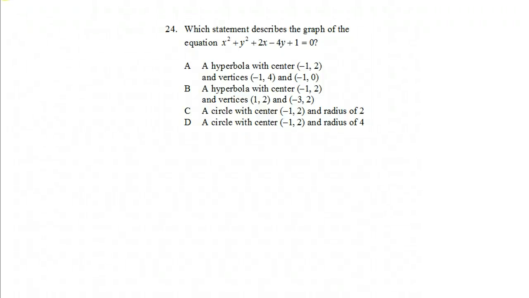For number 24, it says which of these describes the graph of the equation. So the best way to determine that is to put it in standard form. But before we even do that, we see it's a plus sign, so it can't be a hyperbola. It must be a circle.